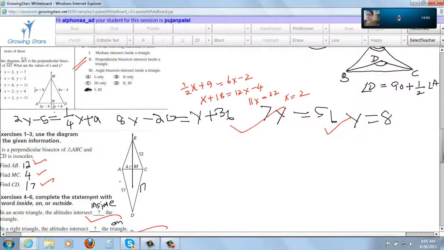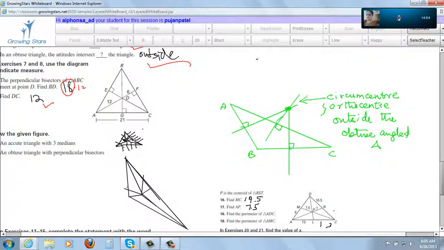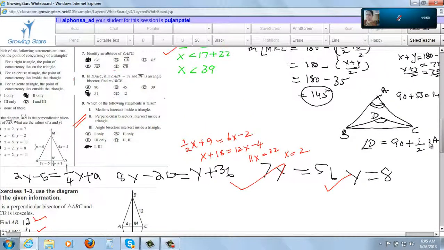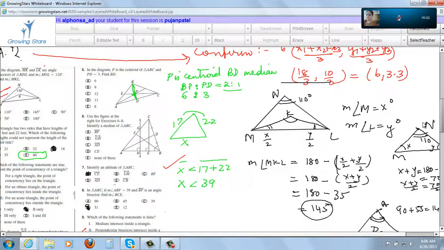Okay, yeah. The ratio is 2:1. And here you're given that PD is 3. So BP is going to be 6, isn't it? Double of it, because the ratio has to be 2:1. You can even do it like this: BP over PD equals 2:1. You can see where I'm writing, isn't it?